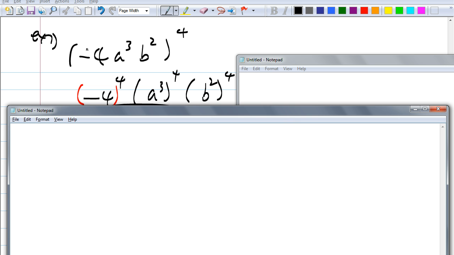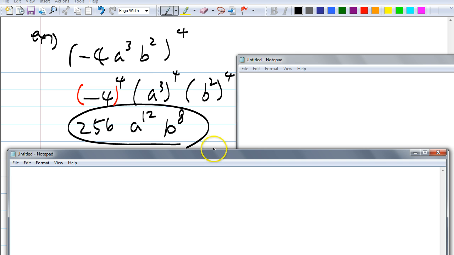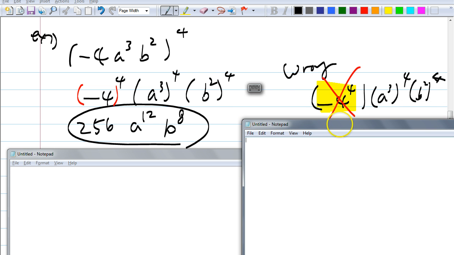Who can do this without moving so much? Okay, how about William? 256, a to the 12, and b to the 8, not 10. You're right. You multiply the exponents, and you get 256 if you multiply 4 times, right? Which is 16 times 16, correct? How many people got this right? Raise your hand. Very good. If you didn't, do you understand what went wrong? Any questions? No questions? All right, good. If you wrote it without parentheses, this would be wrong, right? You have to have a parenthesis around negative 4, okay?